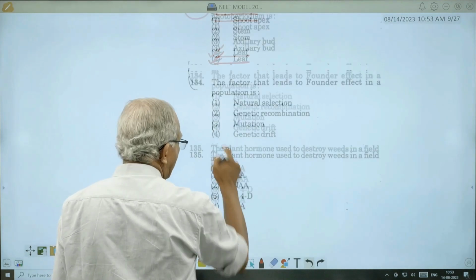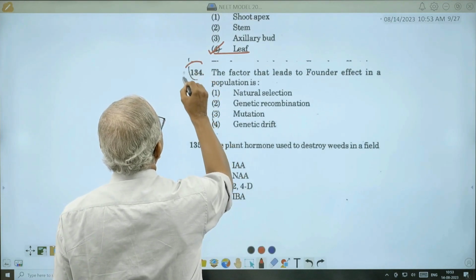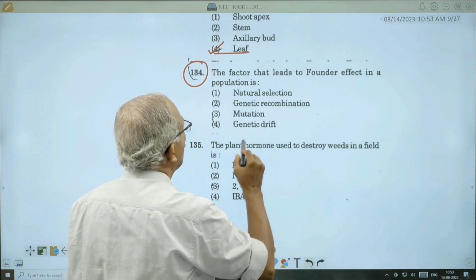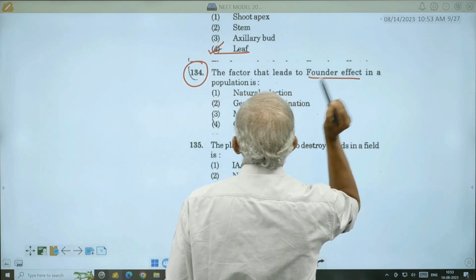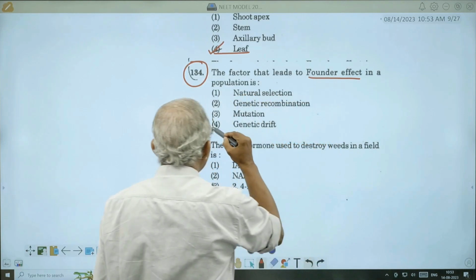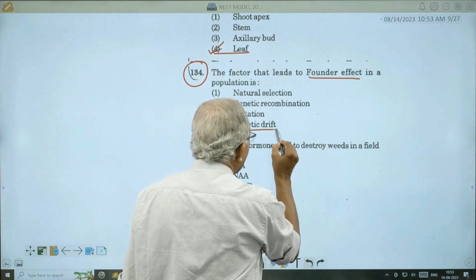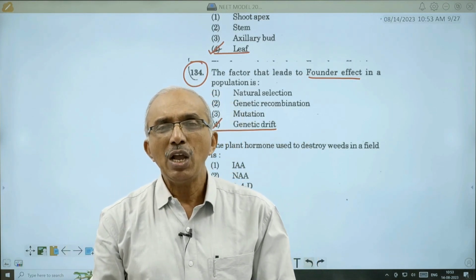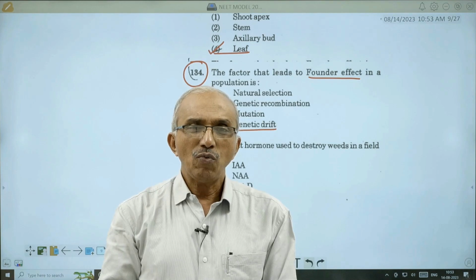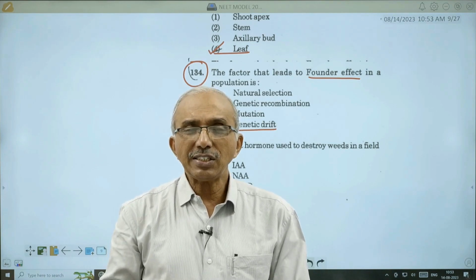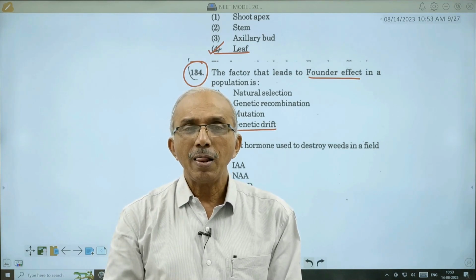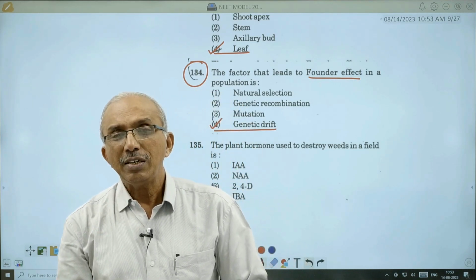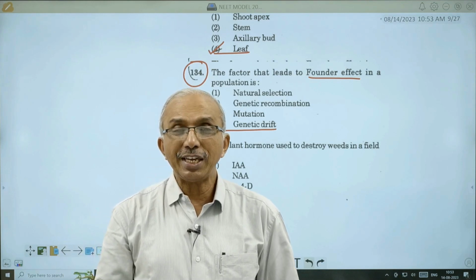Next is 134. The factor that leads to founder effect in a population is called genetic drift. What is meant by founder effect? Founder effect is a genetic phenomenon which brings about genetic drift.